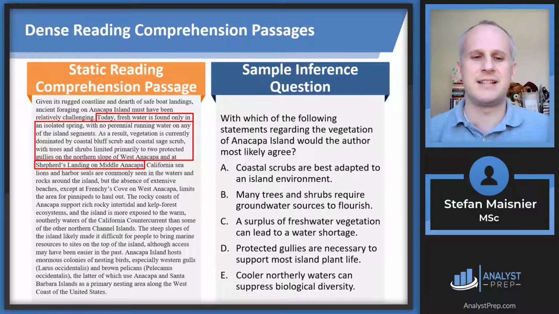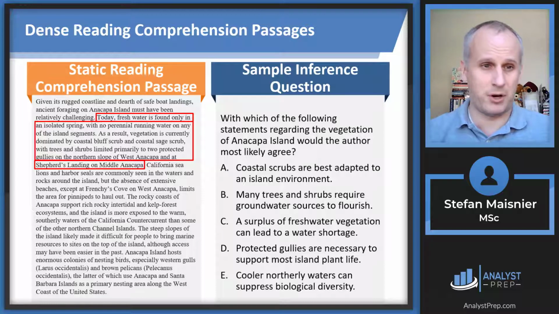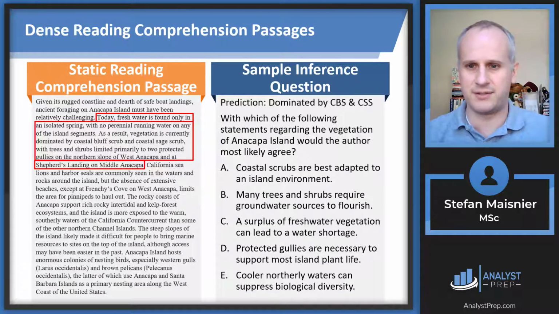Vegetation is currently dominated by CBS, coastal bluff scrub. I don't know what a coastal bluff scrub is, but I'm going to just call it CBS, and coastal sage scrub, again, CSS. With trees and shrubs limited primarily to 2 protected gullies on the northern slope of West AI and at Shepherd's Landing on Middle AI. So again, simplifying it for ourselves, and our prediction is really quite concise. We just know that the vegetation is dominated by CBS and CSS.